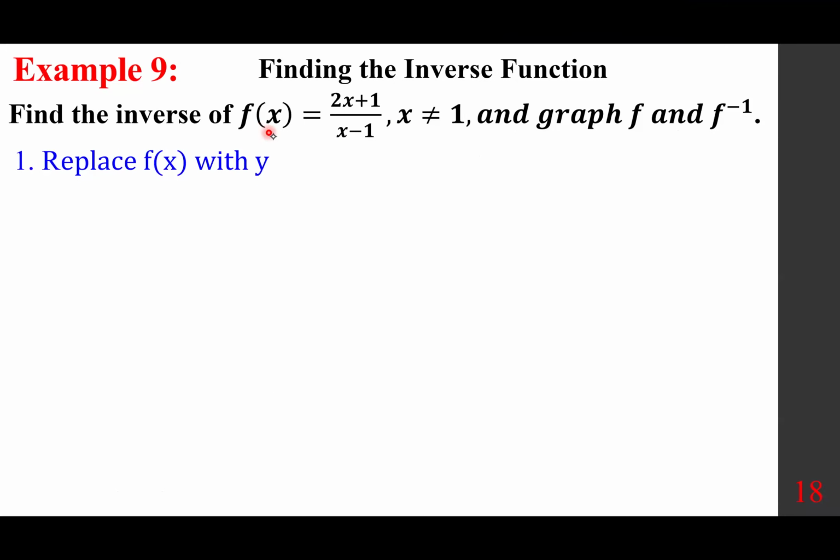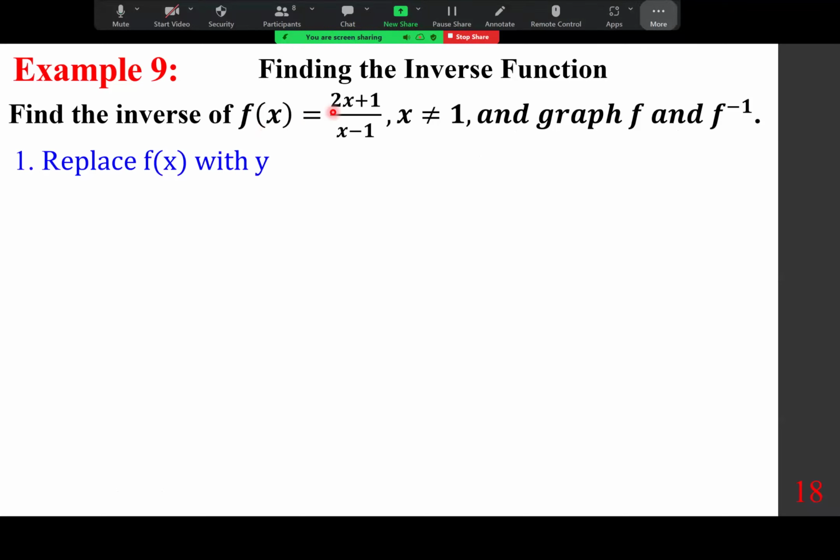We want to find the inverse of f of x, where f of x is 2x plus 1 over x minus 1. Needless to say, x can't be 1, right? The denominator can't be 0. And we want to graph them. First and foremost, we're going to replace f of x with y, so we're going to call this y because it makes life easier.